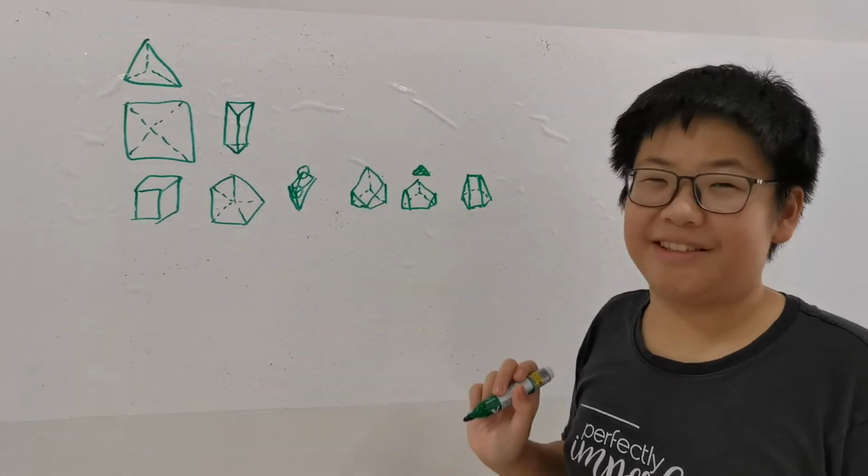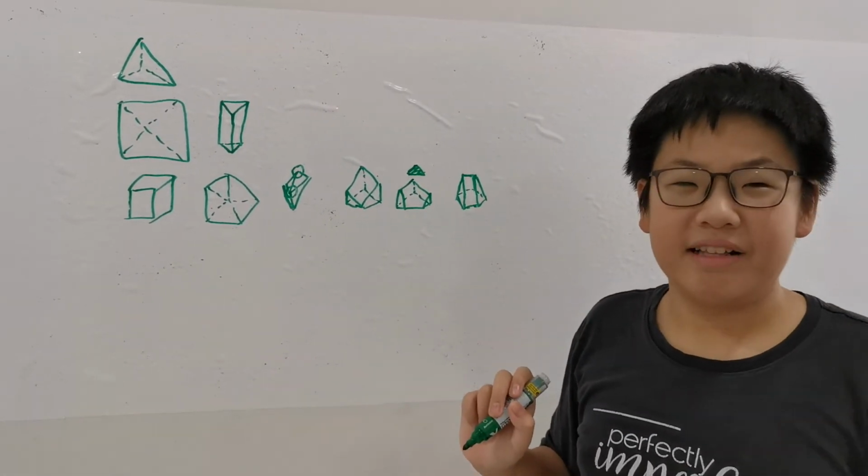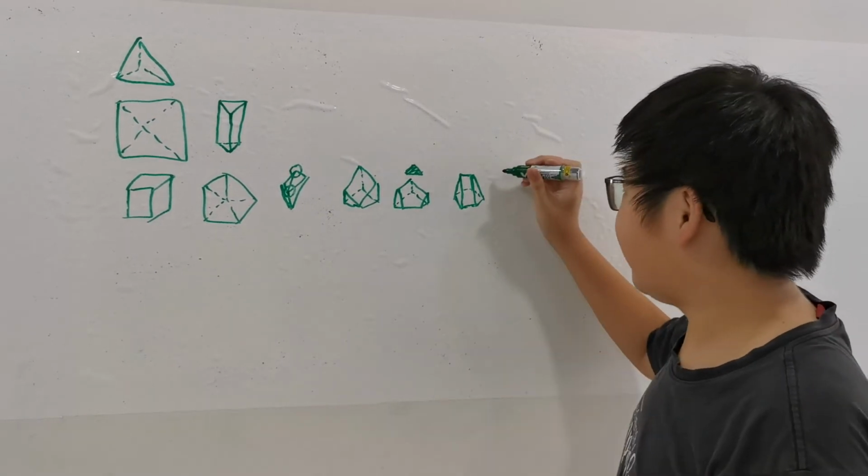Now time to meet the 7th hexahedron, the final one, and probably the craziest, the tetragonal anti-wedge.